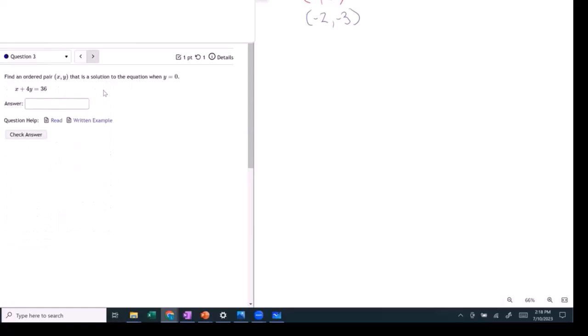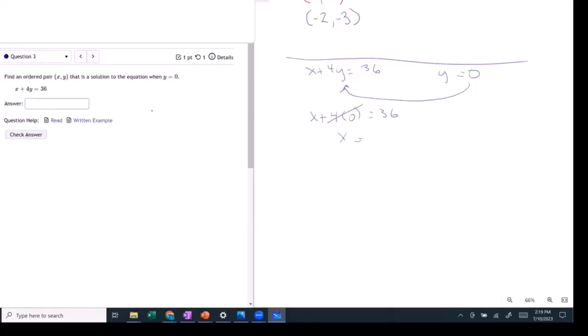Now, sometimes I know people get confused about this. Find an ordered pair x comma y that is the solution to the equation y equals 0. If I have x plus 4y equals 36, and y equals 0, I plug this in for y. I get x plus 4 times 0 equals 36. Obviously, that's 0, so we have x equals 36. Now, what does that mean? My ordered pair would be x equals 36, y equals 0. And that's really all there is to that.